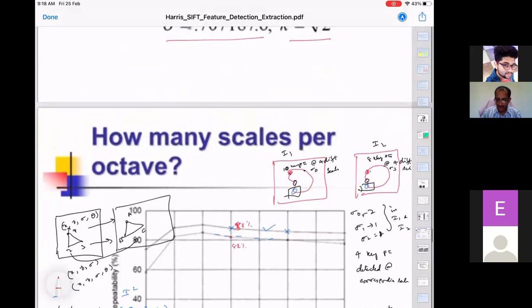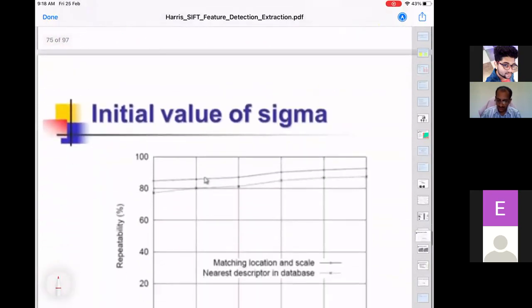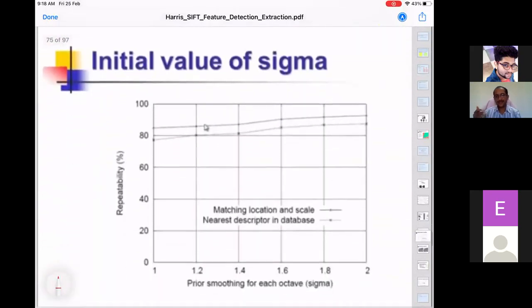So similarly, what they have done is, they have done this for identifying different parameters, hyperparameters in their method. The second one is, with what sigma we have to start. So what is sigma naught? That is the question.